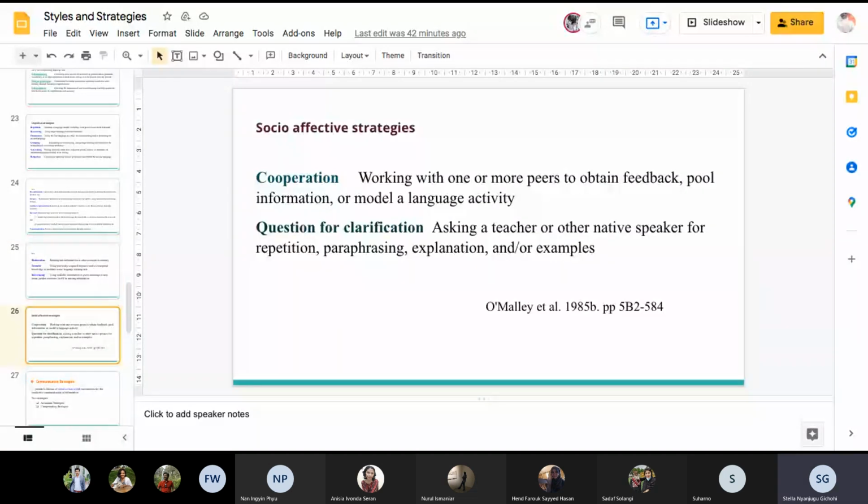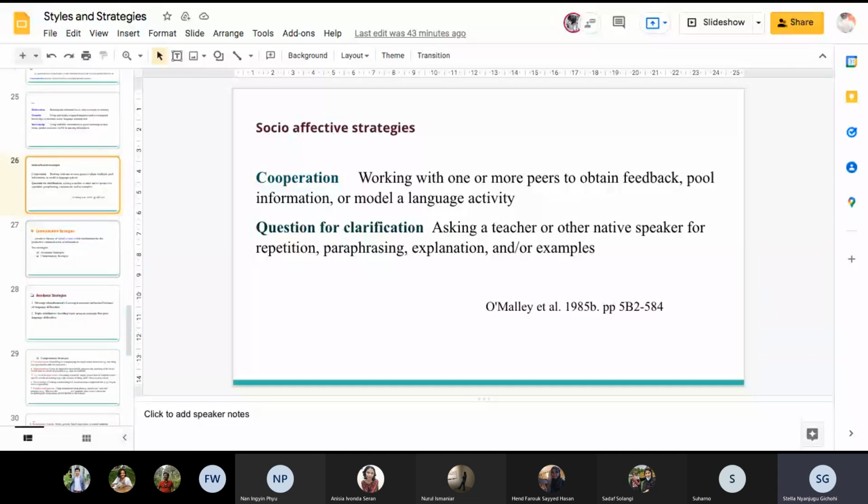These ones have to do with, the first one is cooperation. So here it's one or more peers. These are learners who are able to cooperate with each other to get information about a language. And then sometimes we have question for clarification. Here you can find a learner asking a teacher or even a native speaker. You can ask them to repeat, to paraphrase, to explain, or even to give examples. So these are some of the strategies learners will use.